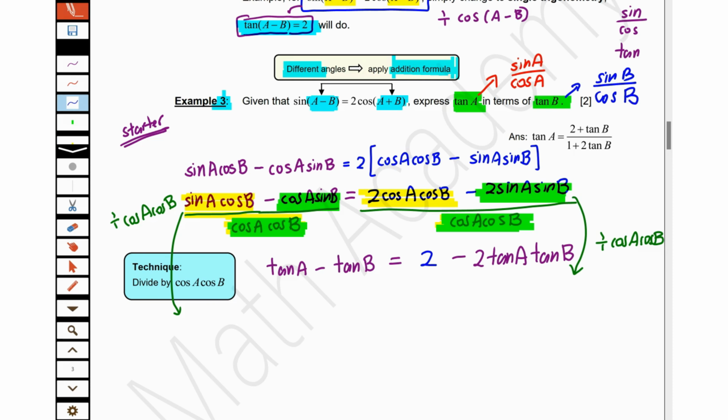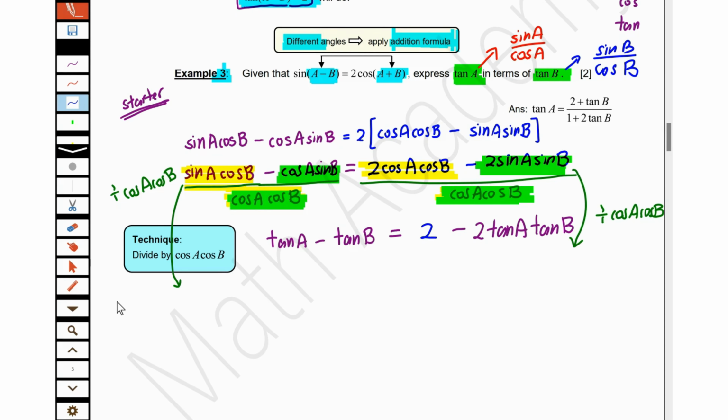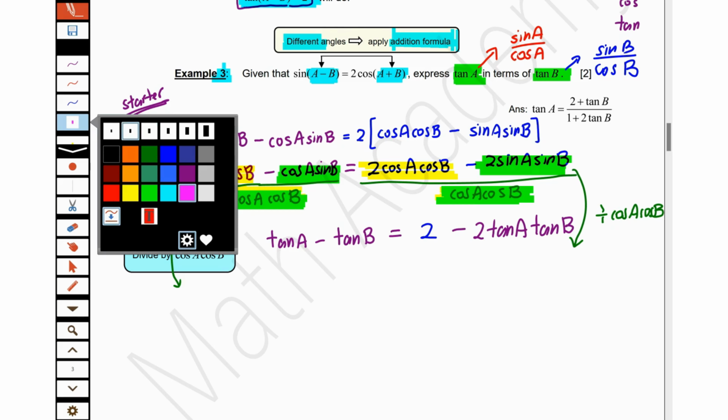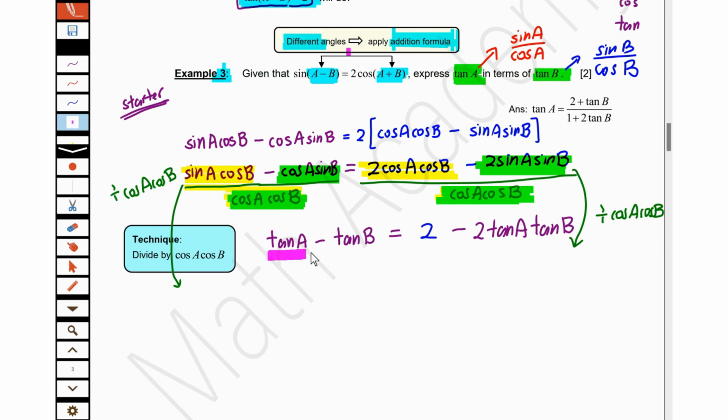It's a very simple question, straightforward. It's a very common question. The moment you apply the addition formula, there's a high chance they will get you to obtain tangent from your procedure. And to get tangent, the technique is to divide by cosine A cosine B. Back to algebra, I'm supposed to get tangent A, right? Let's look at the terms that contain tangent A first. Let's bring the terms that contain tangent A to one side, back to your normal Sec 2 algebra.